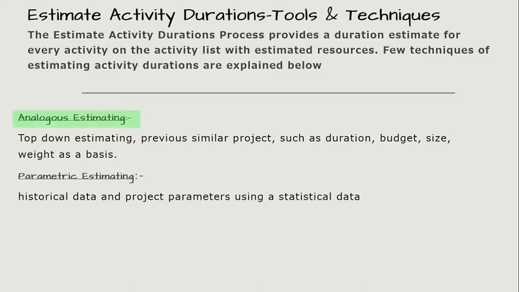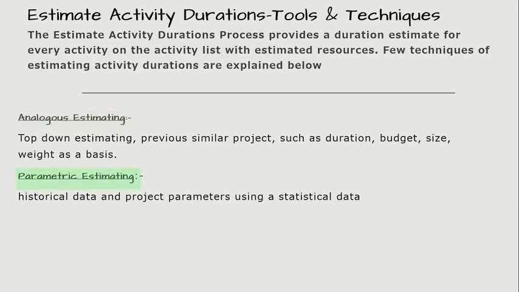Analogous estimating, also known as top-down estimating. Analogous estimating uses parameters from a previous similar project, such as duration, budget, size and weight, as a basis of estimate for the same parameter for a future project. Analogous estimating is frequently used when there is a limited amount of detailed information available about a project.